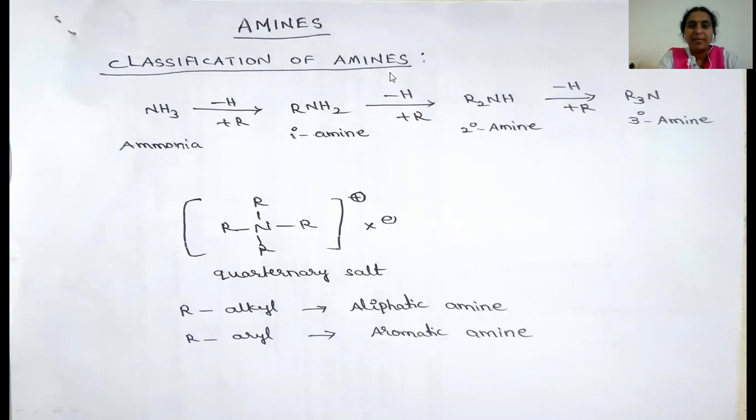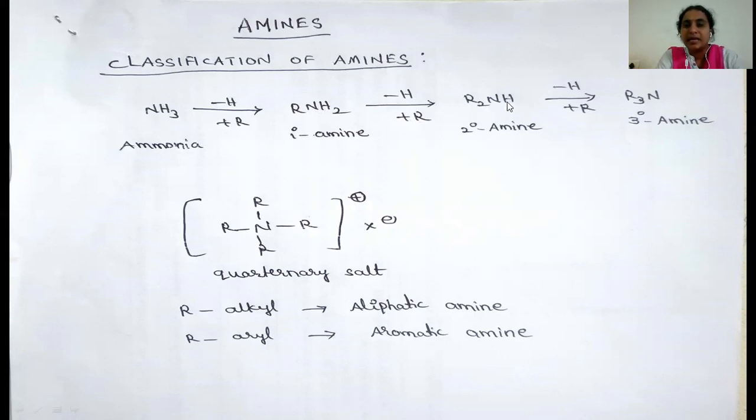Under the classification of amines, in ammonia, around the nitrogen, 3 hydrogens are present. When one hydrogen is replaced by one alkyl group, then this amine is called alkyl amine. Now around the nitrogen, one alkyl group is present, hence this amine is called primary amine. In this primary amine, if one hydrogen is replaced by another alkyl group, then it produces the dialkyl amine.